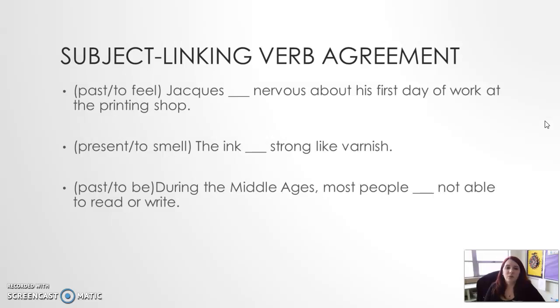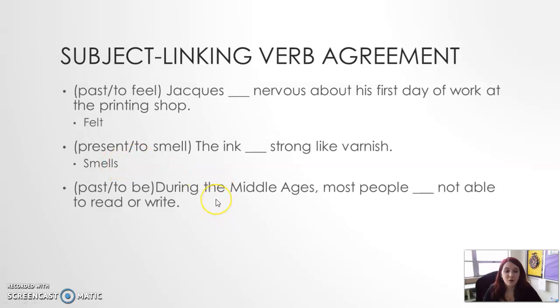Okay, so let's do some practice. Jacques blank nervous about his first day of work at the printing shop. We want it for the past, and we want the correct linking verb to be to feel. The correct word for this would be felt. Jacques felt nervous. For the present to smell, the ink smells. Notice how for the present all we did was add the S to the end of smell.